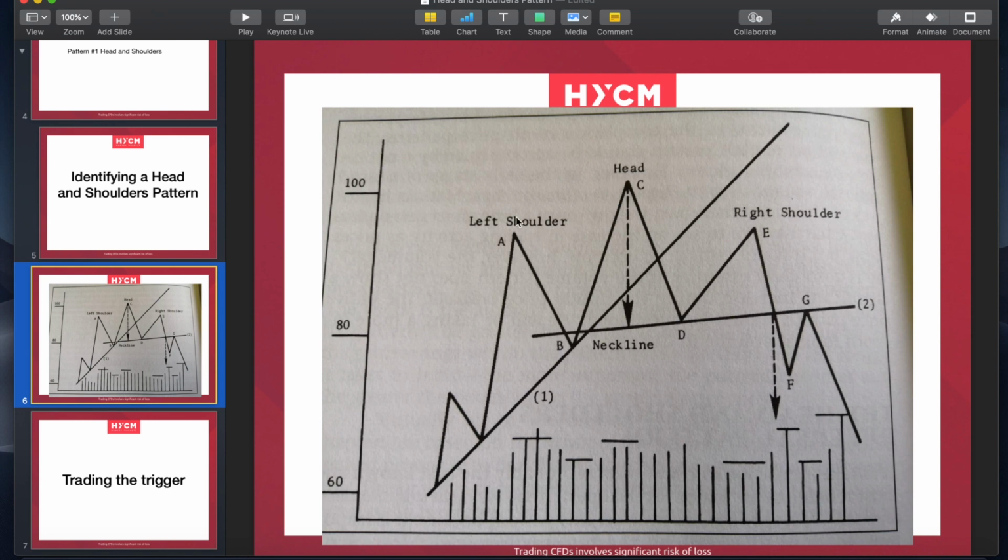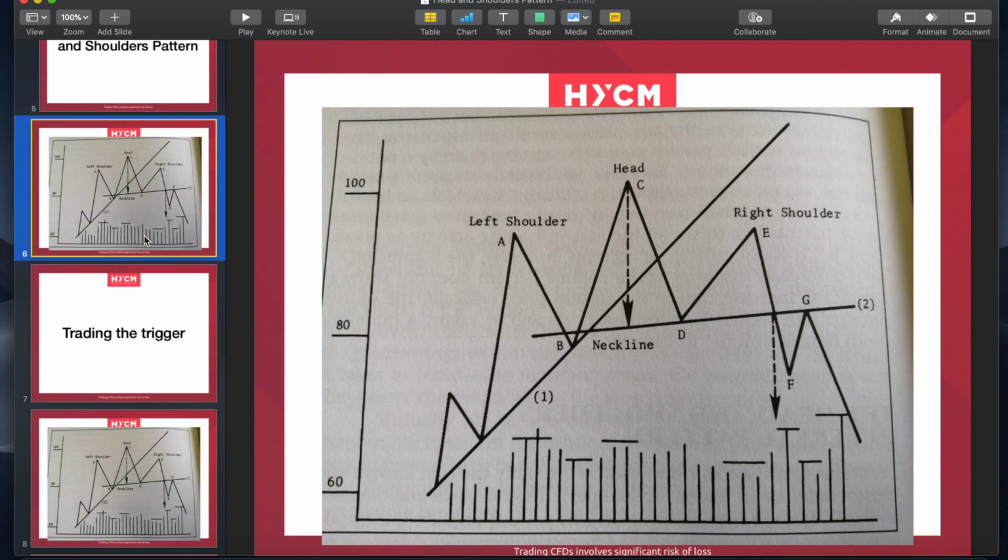A head with a shoulder either side, shoulders as far as possible, roughly the same height, and relatively equally spaced apart. So you don't want one shoulder that's quite close to the head and then another shoulder that's sort of right out over here. You want them to be roughly symmetrical. Now, obviously, real life is never completely and utterly pure. It's not straightforward like the textbooks, but this is a rough idea of what you should be looking at for a head and shoulders pattern.